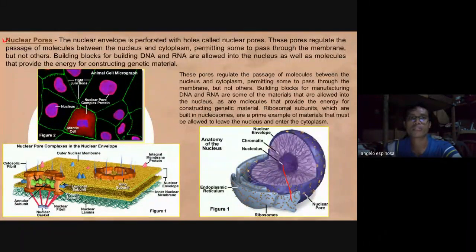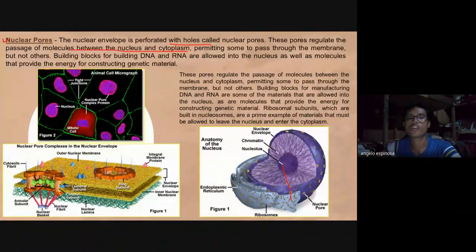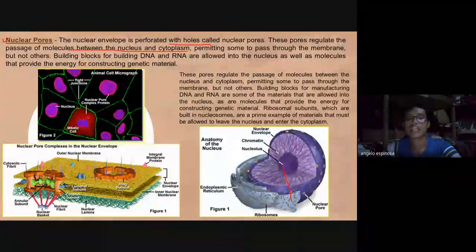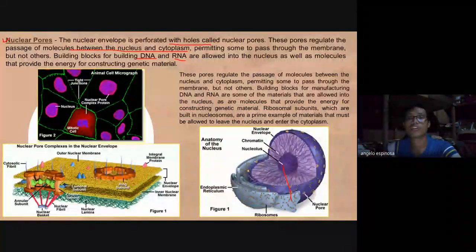The nuclear envelope is perforated with holes called nuclear pores. These pores regulate the passage of molecules between the nucleus and cytoplasm. Diyan din dumadaan sa nuclear pores yung mga information na pinaprocess. We have the phenotypic and genotypic material, kasi diyan naman nakikita si DNA. Diyan kasi napaprocess si DNA and RNA. DNA is also known as deoxyribonucleic acid.